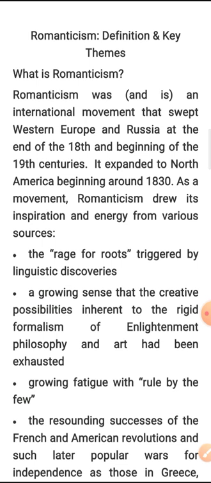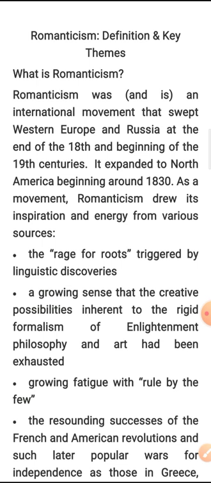So let's start. First of all, let me repeat what Romanticism is, or maybe this definition is different from the last definitions. Romanticism was and is an international movement that swept Western Europe and Russia at the end of the 18th century and the beginning of the 19th century. It expanded to North America beginning around 1830 as a movement.